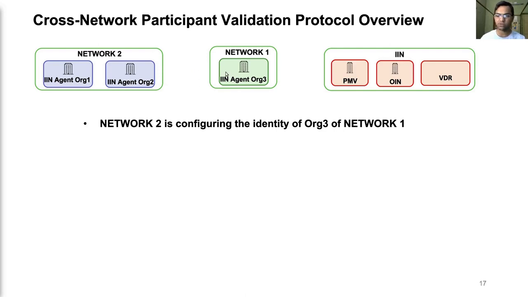2 wants to configure the identity of Org3 of network 1. And here this IAN with one PMV and one OIN and a verifiable data registry is commonly being used by both network 2 and network 1.